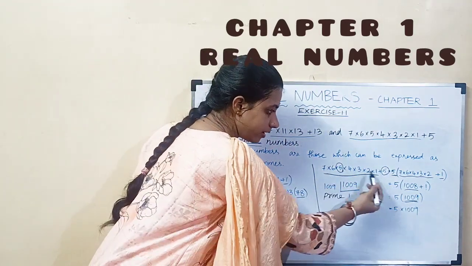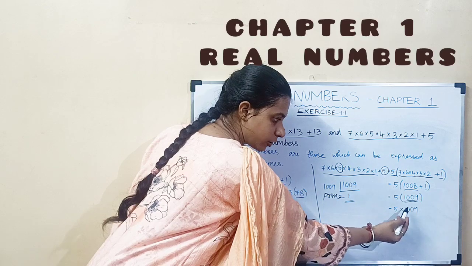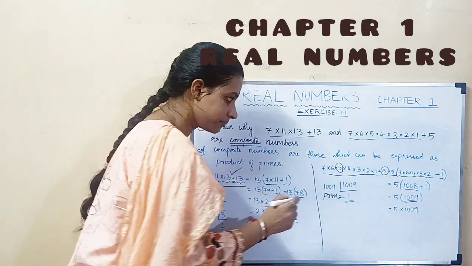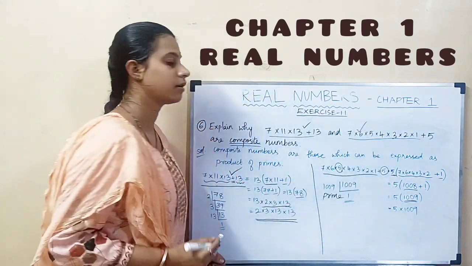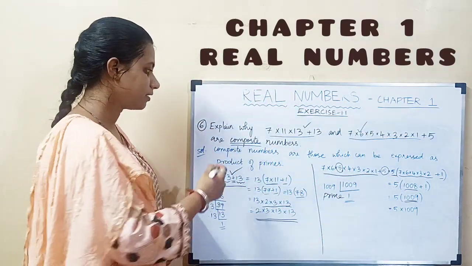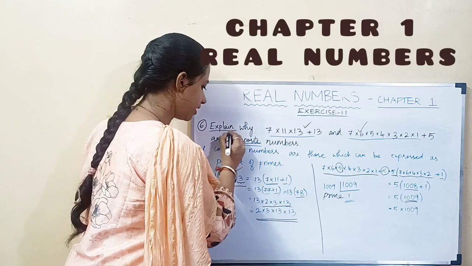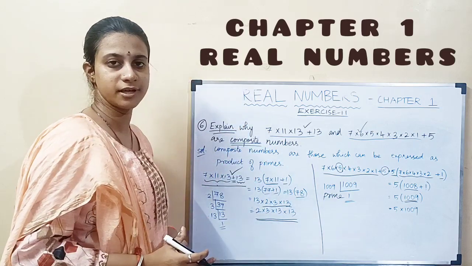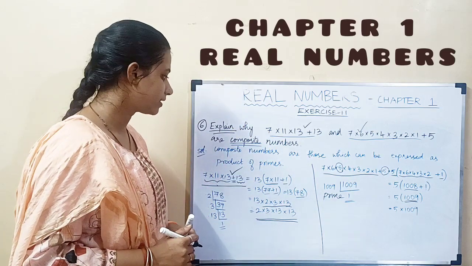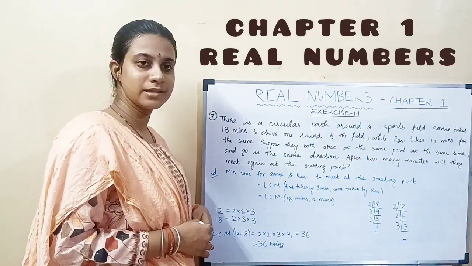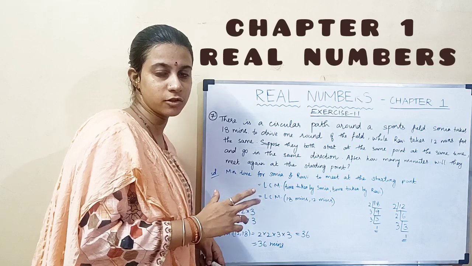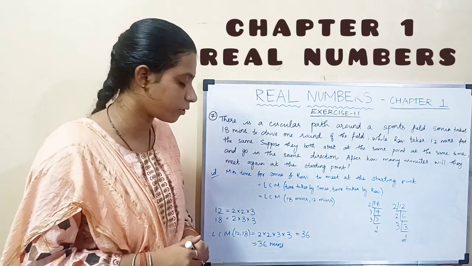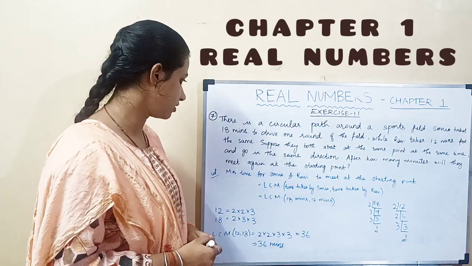So the given number is expressed as 5 into 1009, that is product of primes. So both these numbers are composite. Thus we have given the explanation for why these numbers are composite. Now let's see the seventh question. The seventh question is a little kind of application of this HCF and LCM topics. So let's see what the question is.